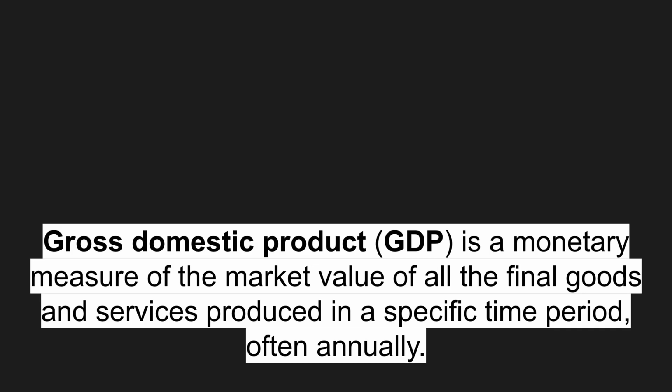Just to summarize, the real definition: gross domestic product is a monetary measure of the market value of all the final goods and services produced in a specific time period, often annually, and you publish it quarter to quarter. All right, so this is all about GDP, and in the next chapter we will talk about the Indian economy, and at that time GDP as a concept will be very important.